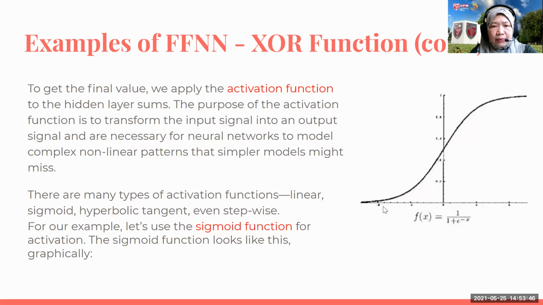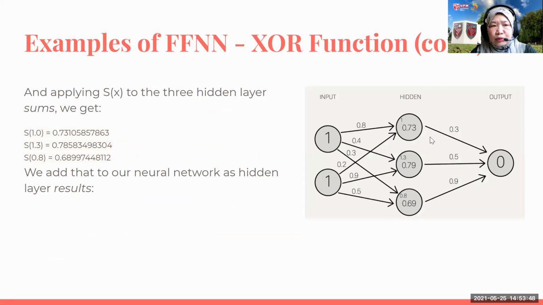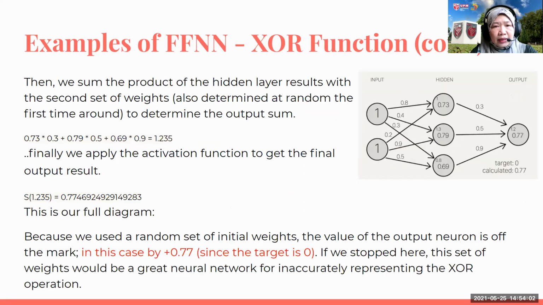And then let's say we apply sigmoid function to it. So sigmoid function of 1.3 and 0.8 will produce different values. And then we also have weights from the hidden neuron to the output. So now the output from sigmoid is multiplied with the weights here, and then we sum up everything. We got 1.2, sigmoid of 1.2 is 0.7. So that is our calculated output.